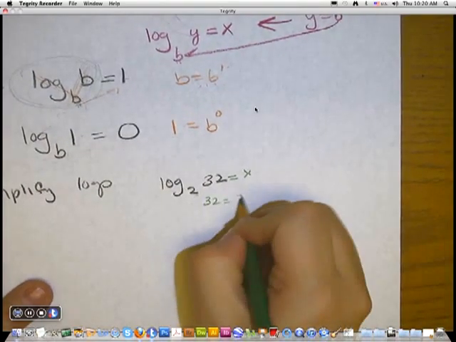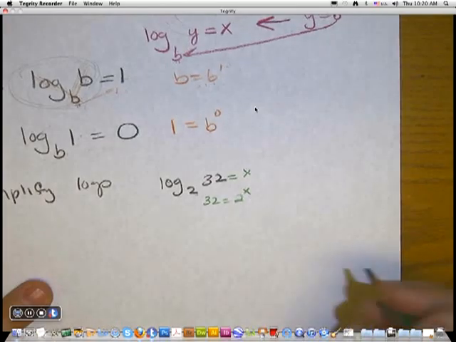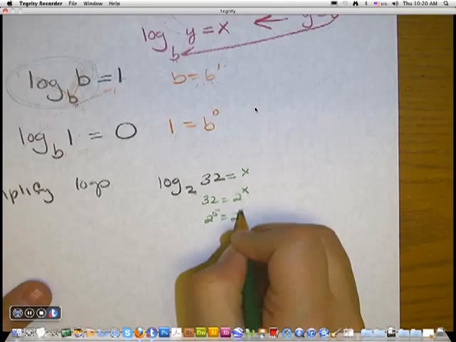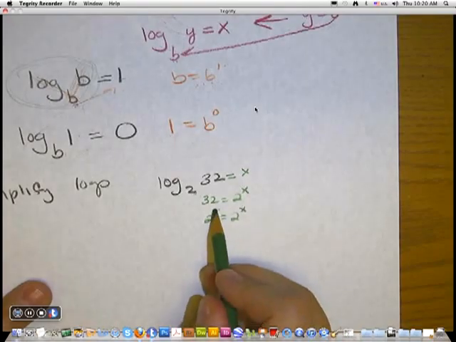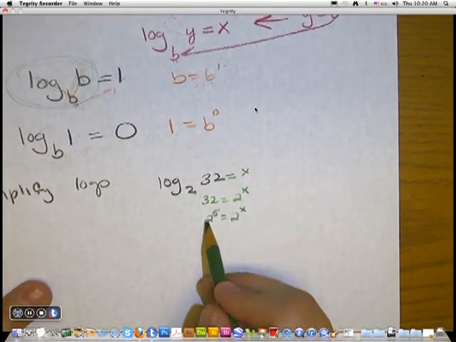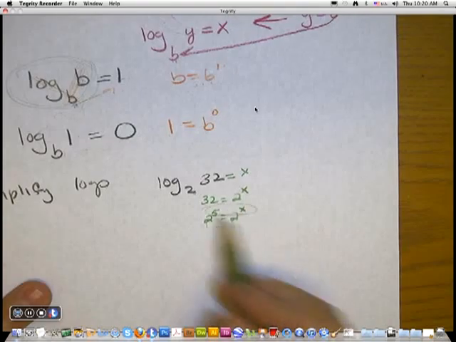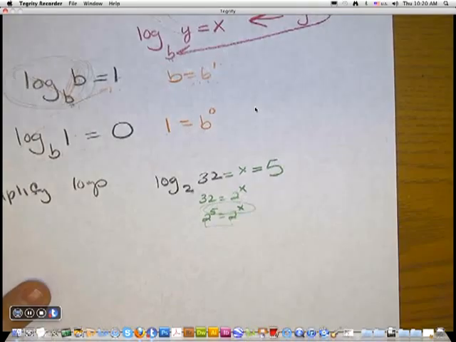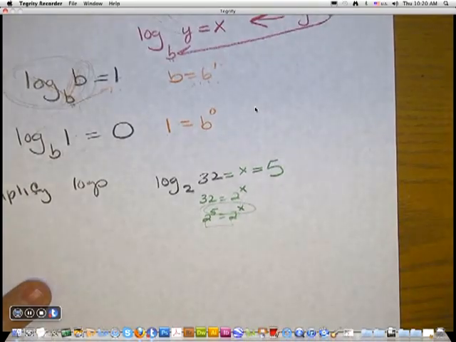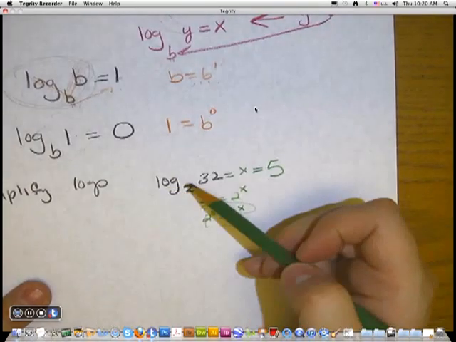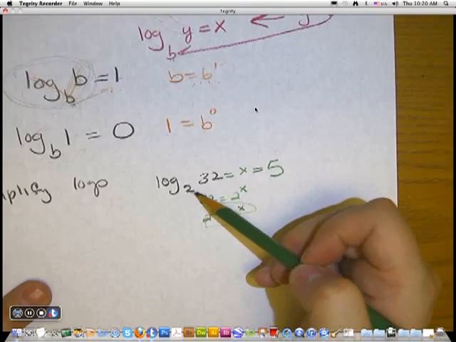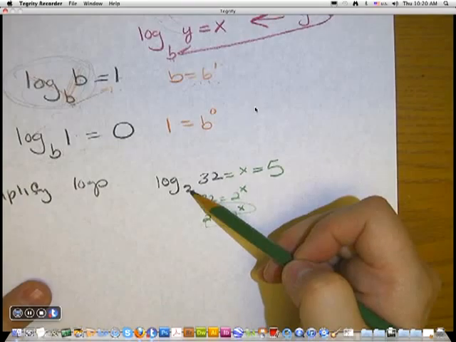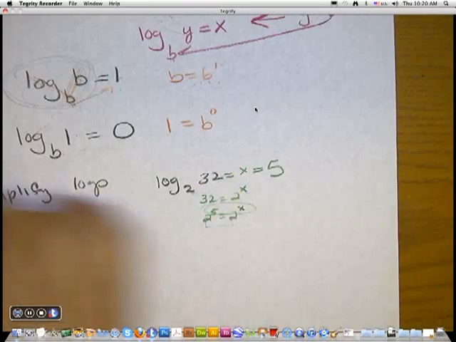So 32 is 2 to what power? Well, 32 is 2 to the 5th. So 2 to the 5th, 2 to the x, if the bases are alike, the exponents are alike, this must be the value of 5. And if you think about it, what exponent on the base gives me that number? The exponent of 5 on 2 gives me the 32.